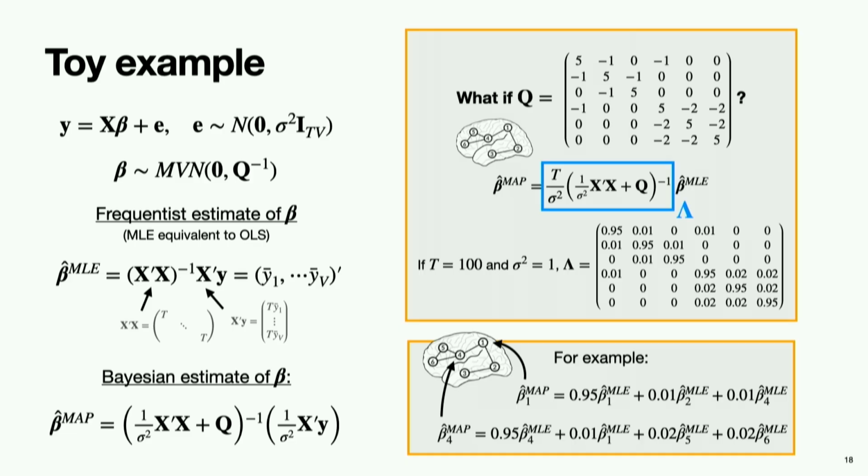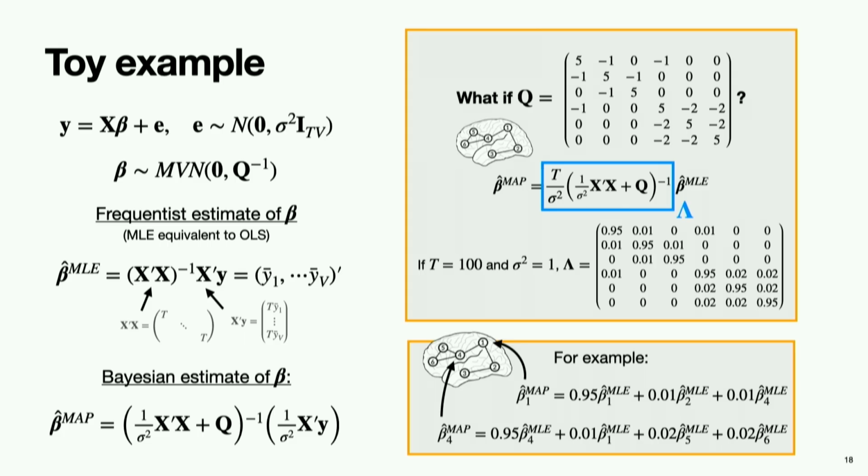Okay, so for example, the MAP at location 1 is equal to 0.95 times the MLE at location 1 plus some contribution from locations 2 and 4. And locations 2 and 4, if you look at the mesh, are directly connected to location 1.